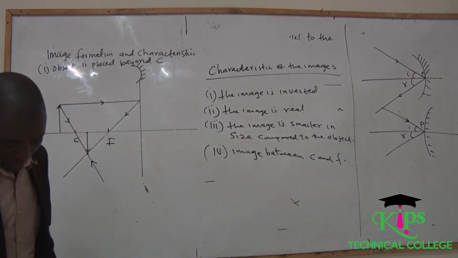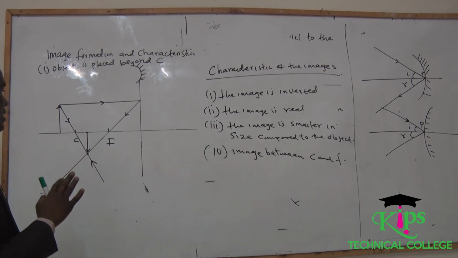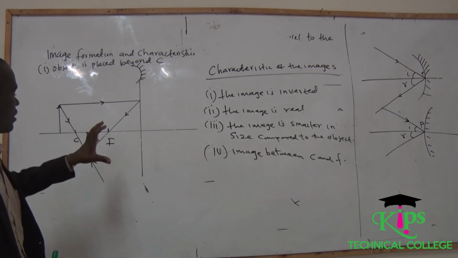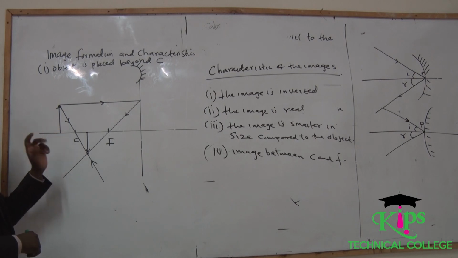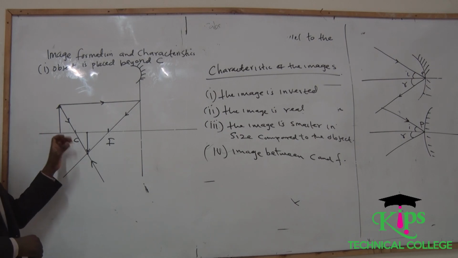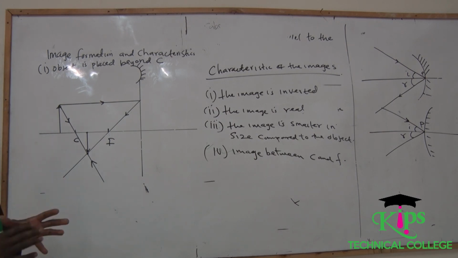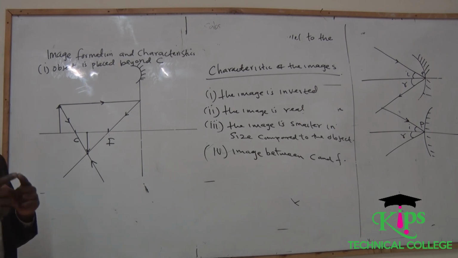So those are some of the characteristics that you can enumerate for this particular case, if you put the object beyond point C. That is what you expect. And I've said, whenever you are drawing such ray diagrams, you must bear in mind there are 2 rays coming from the very top of that particular object.